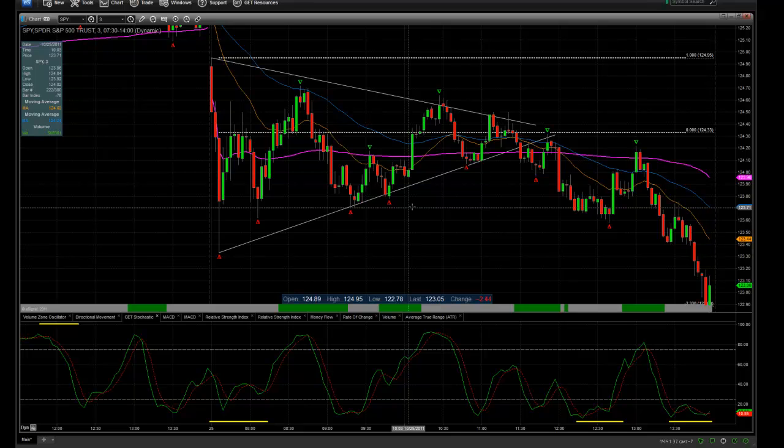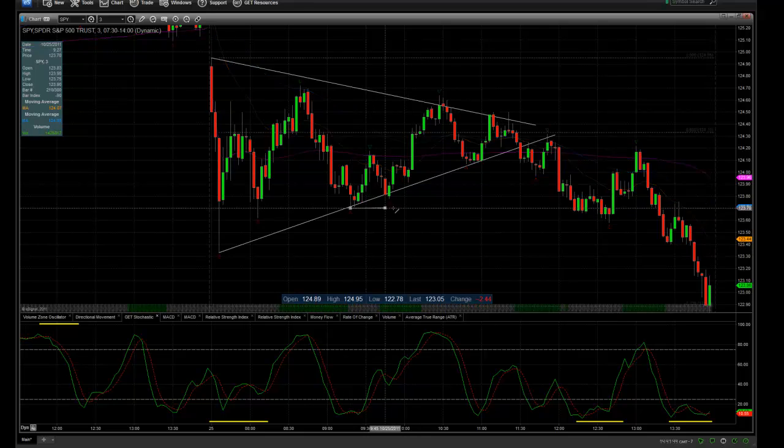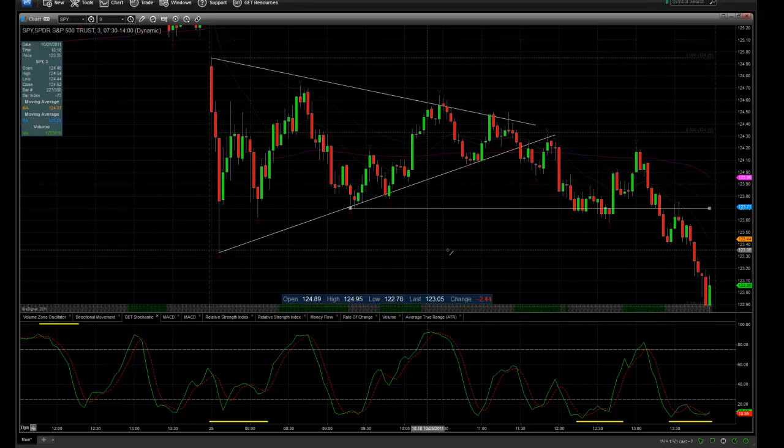My lower side was 123.70, and I'll draw a trend line right there. It was based basically on this swing low here, and I'll let you draw that because I want to make a couple points on that.